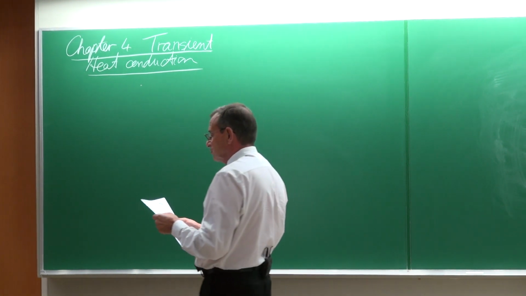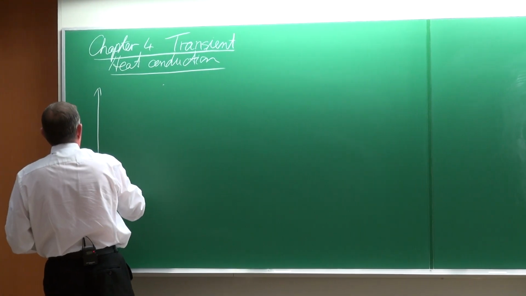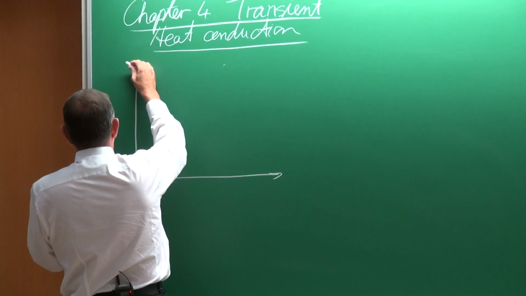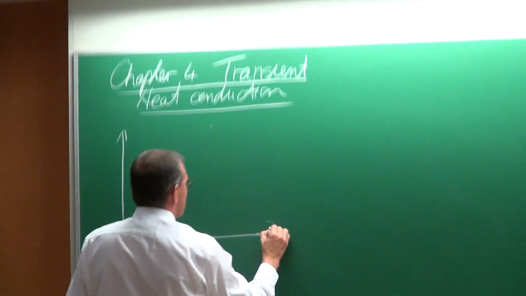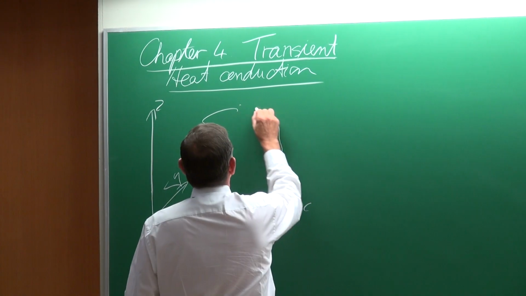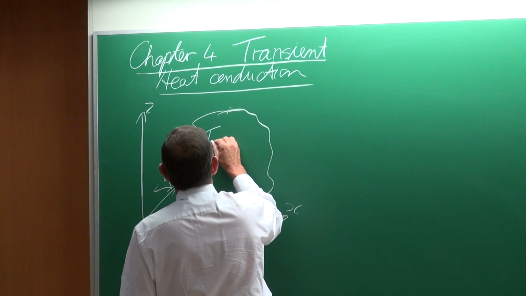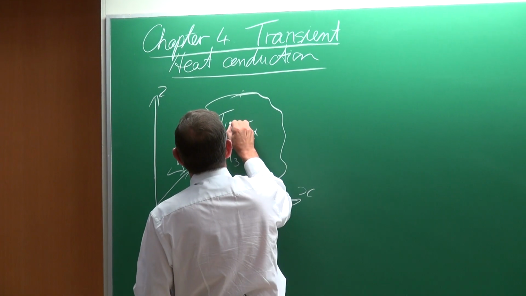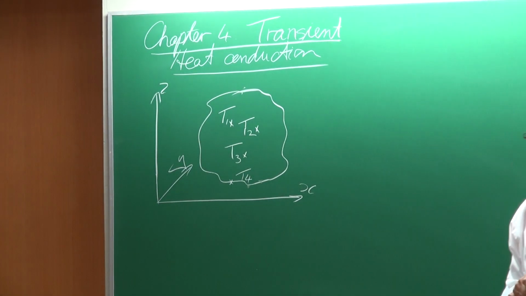What does transient really mean? If we look at a body that is in an XYZ coordinate system, and here's the body, we are interested in the temperatures of this body at different positions inside it and maybe even on the surface.